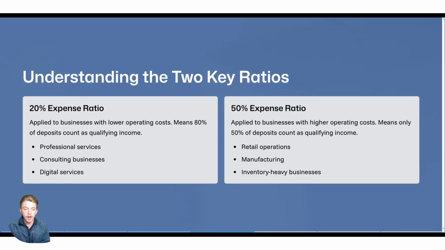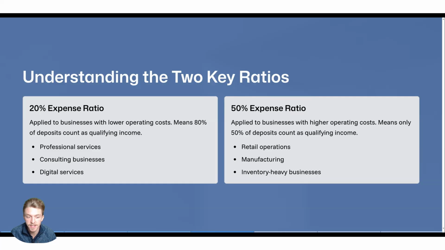Understanding the two key ratios. So one, 20% expense ratio. This is applied to businesses with lower operating costs, which essentially means 80% of those deposits we calculate. Feel free to reach out to me, book a call. We can calculate your bank statement income within an hour. So it really means with a 20% expense ratio that 80% of your deposits count as qualifying income.